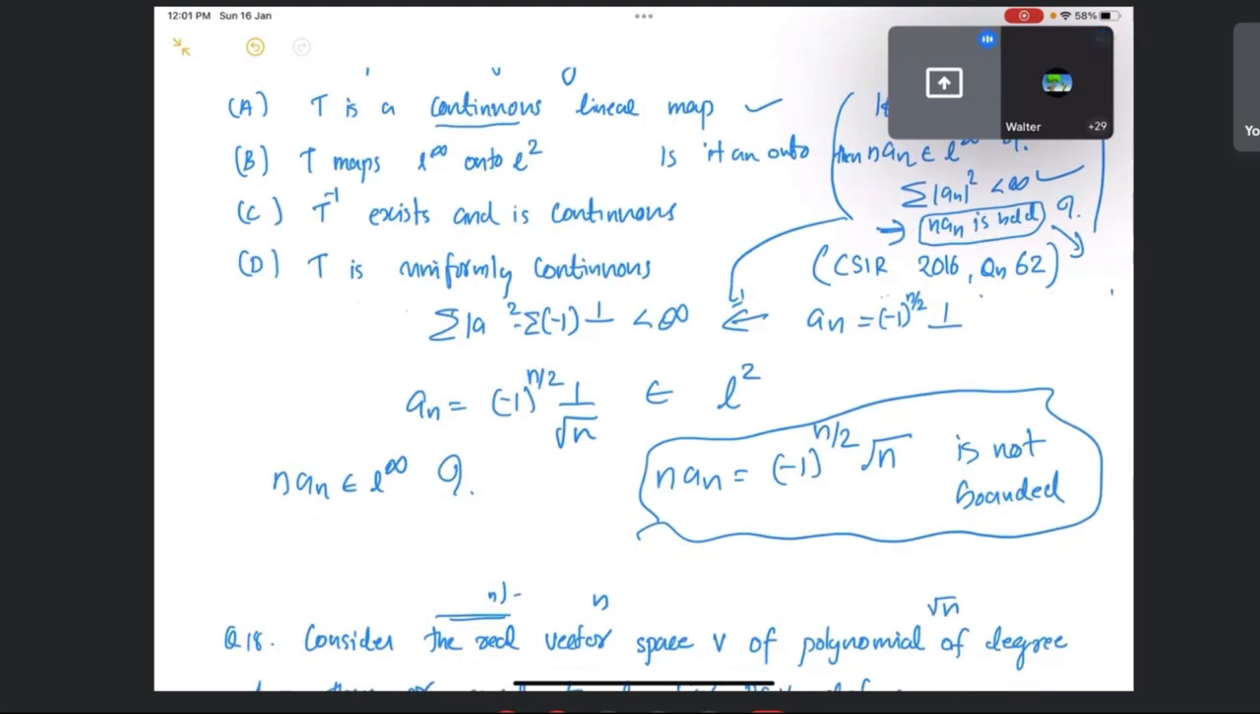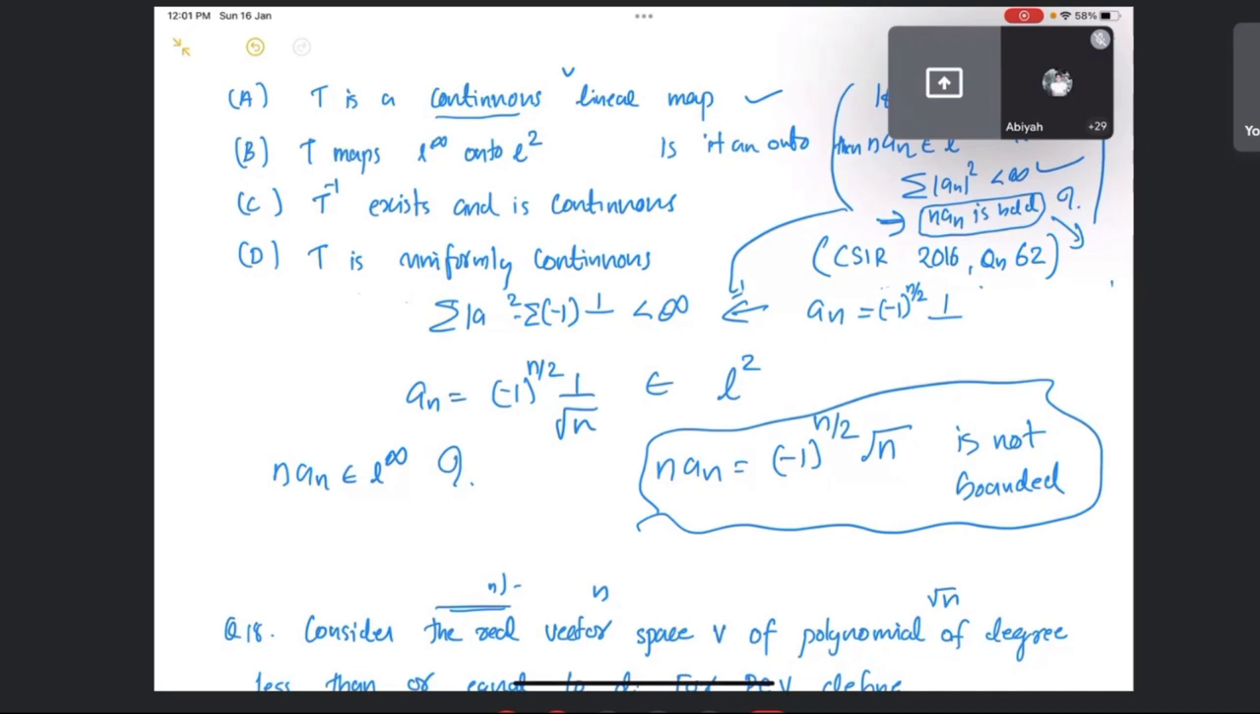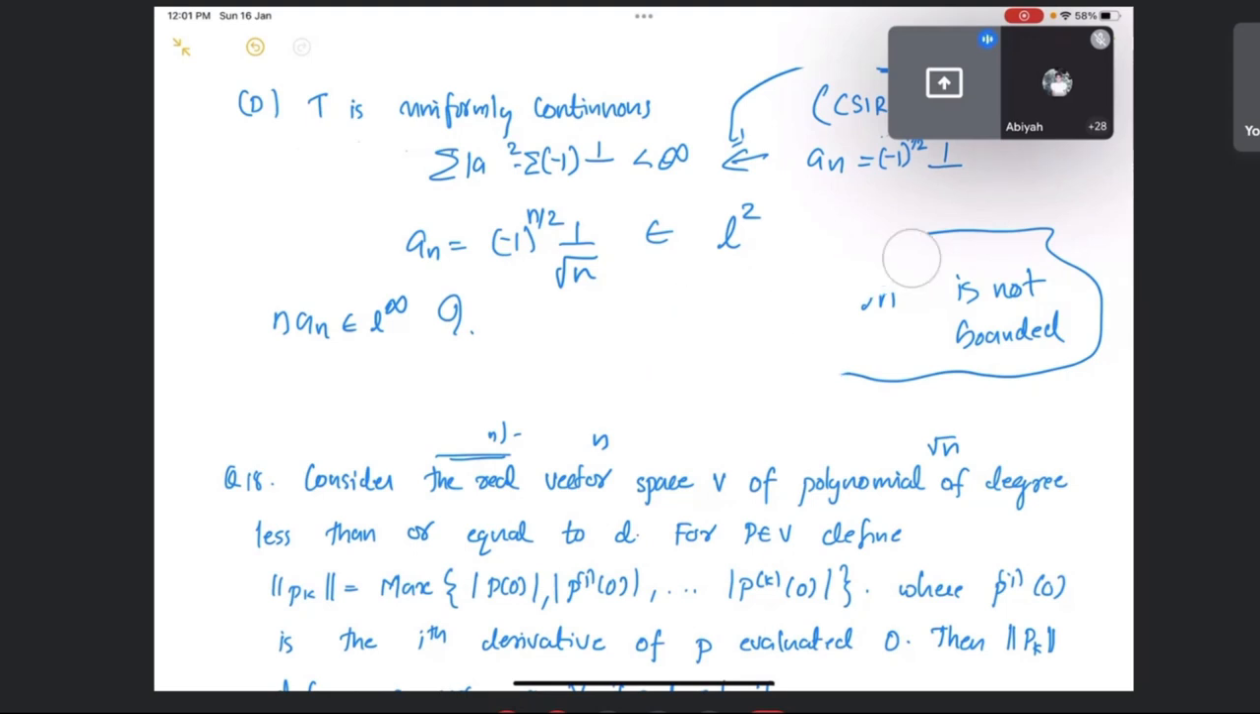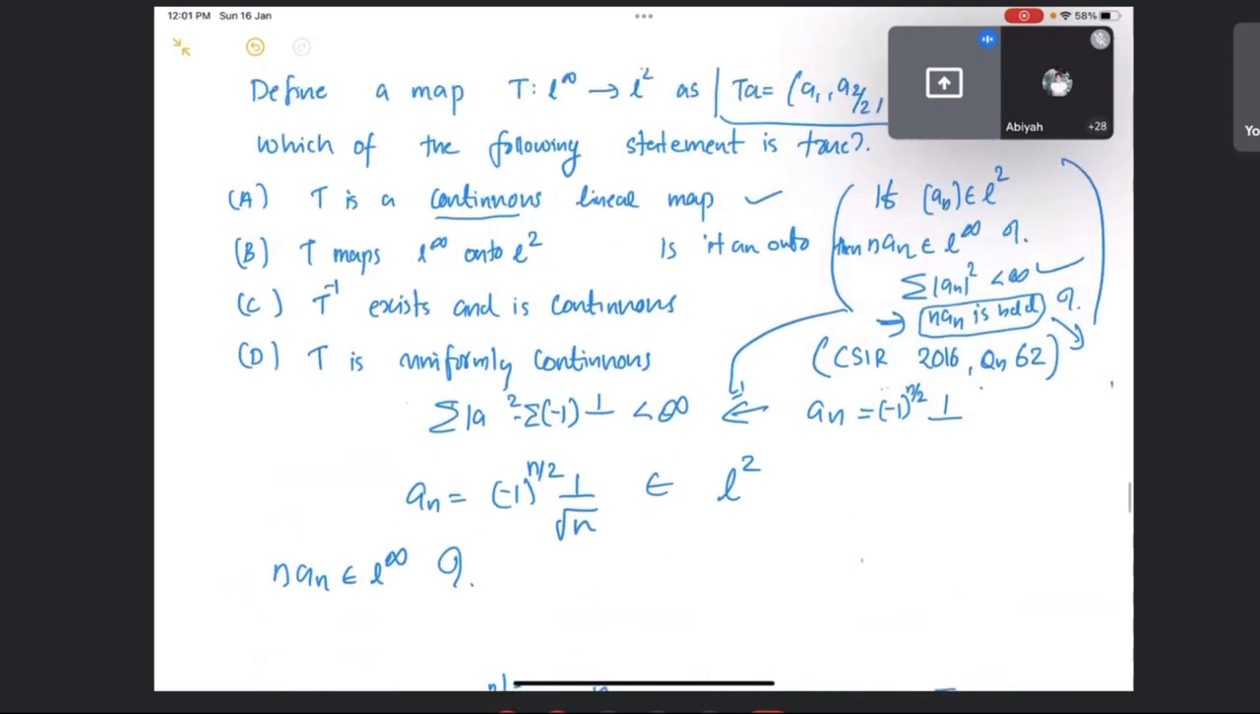Or you can come up with other examples also. Sir, can we take a_n equal to 1 by n raised to 3 by 4? And if you square it, so you get 1 by n raised to 3 by 2, that's true. And if you multiply by n, what will this be? n raised to 1 by 4. Yeah, that example is also fine. Yeah, that's it. It's very simple. Don't make this very complicated. I didn't get that example first, so I took this.